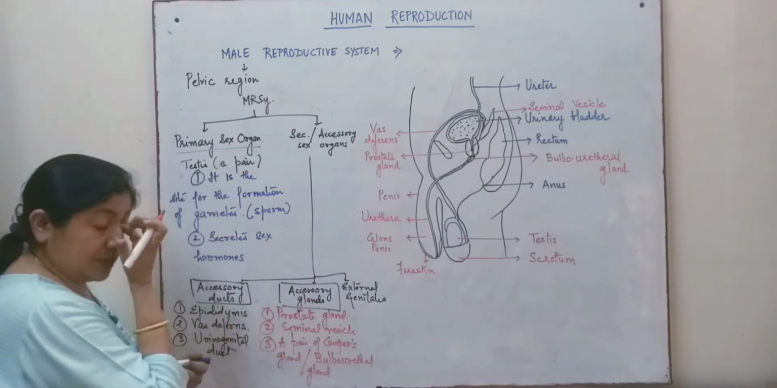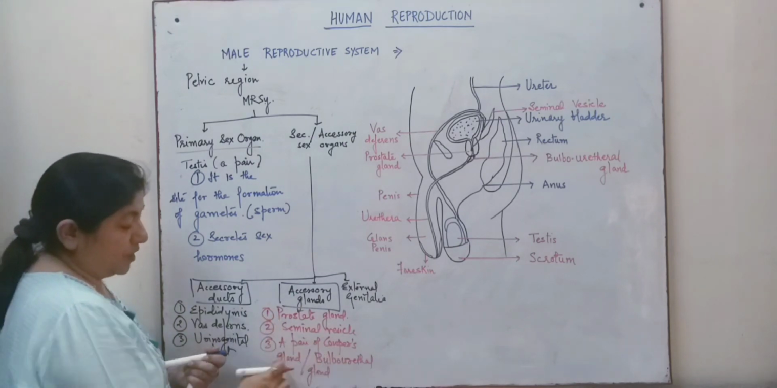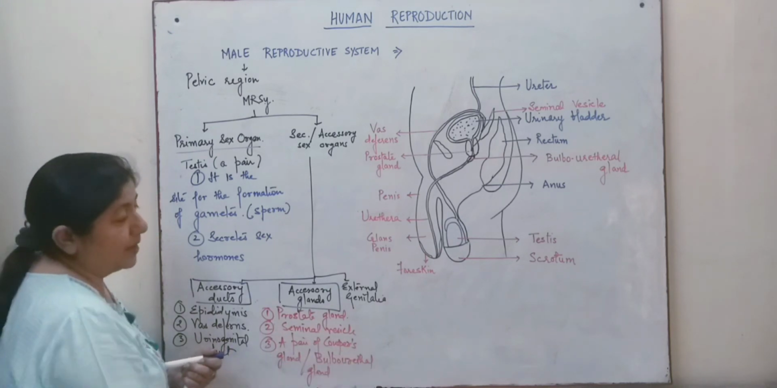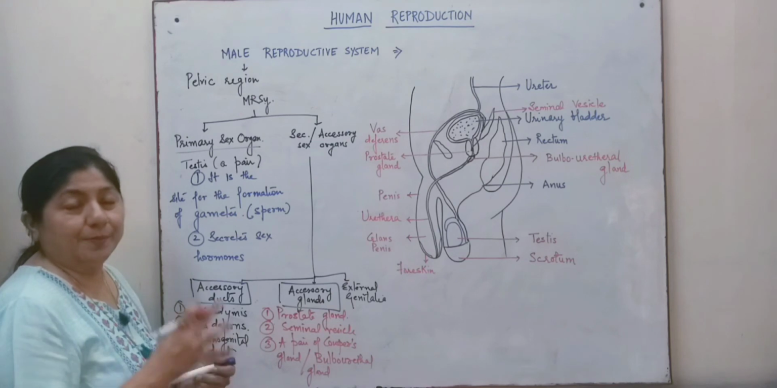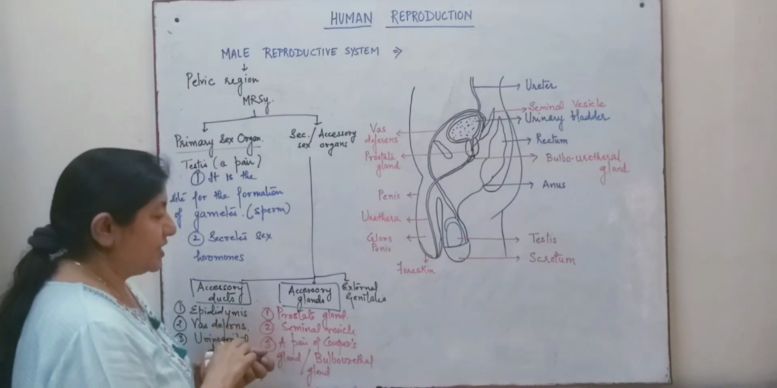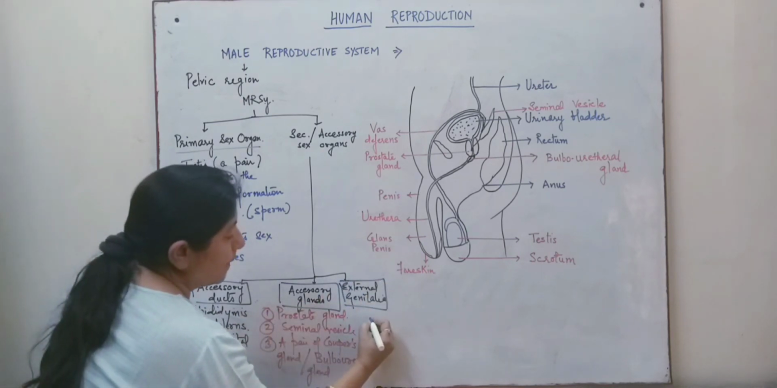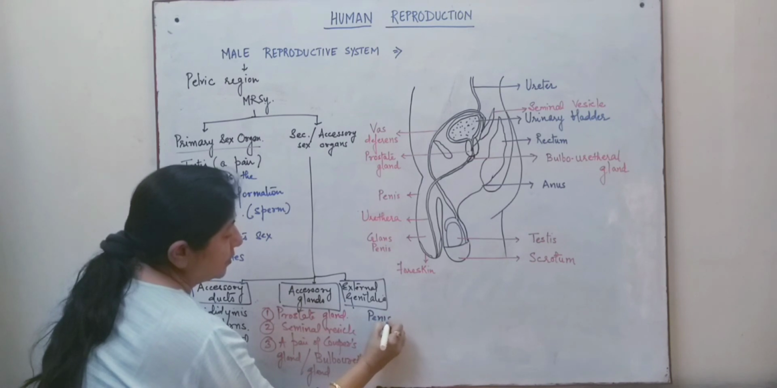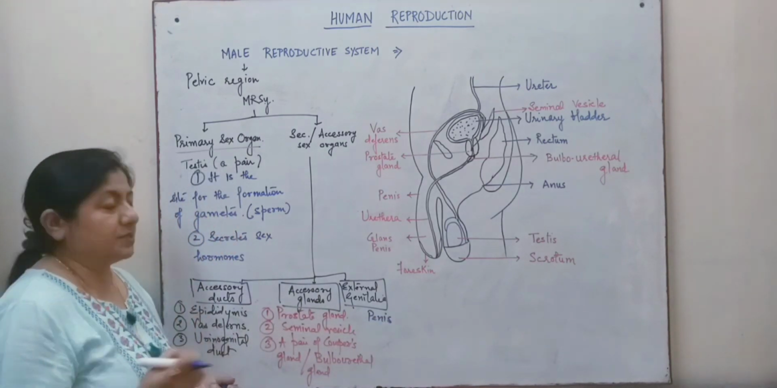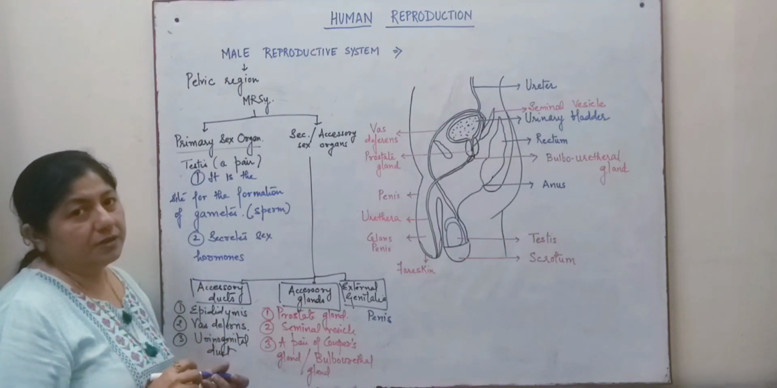Now these secretions, that is the prostate gland, the seminal vesicle, and a pair of Cowper's glands or bulbourethral glands, both mean the same. These glands help in easy movement of the sperm. And the external genitalia over here is the penis, through which the urine is also passed, and also it is the site for the release of the sperm.